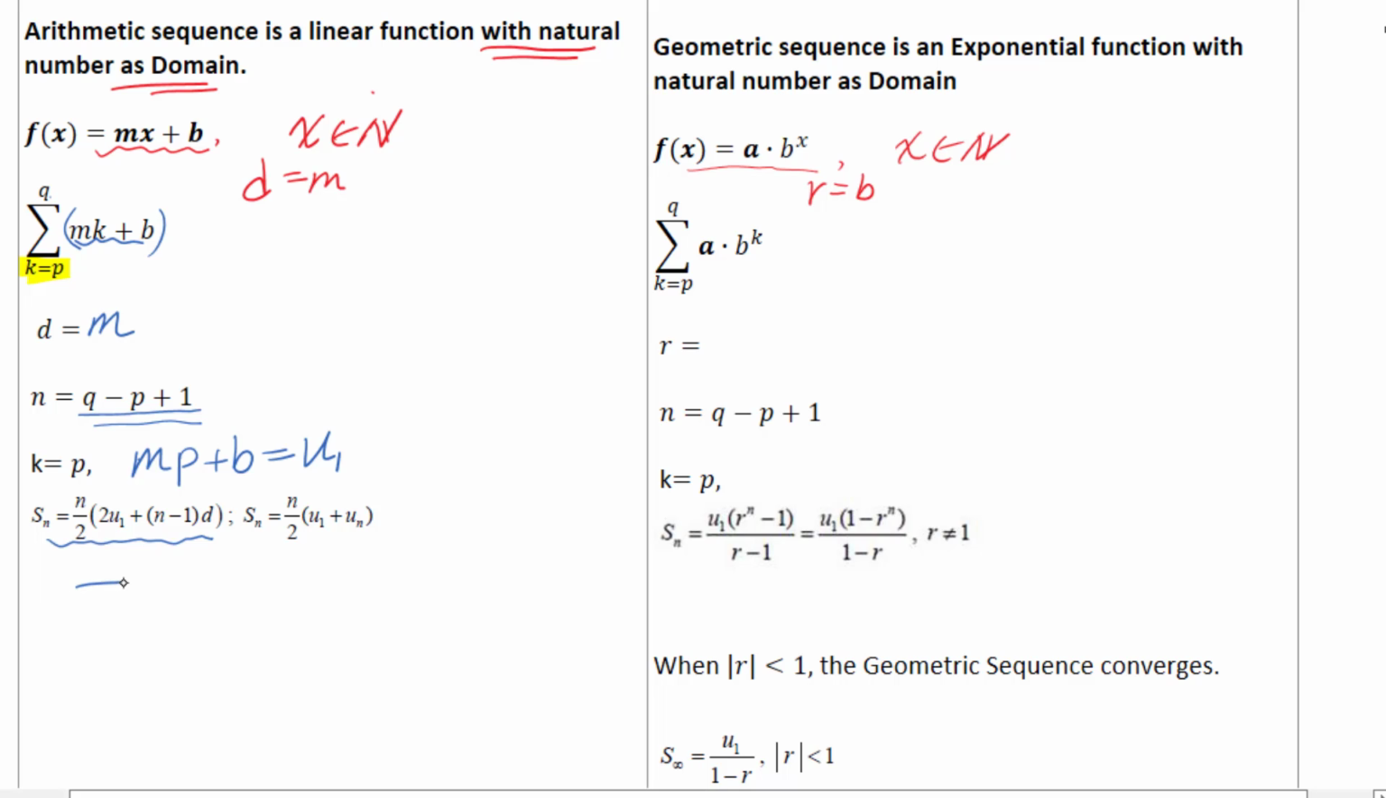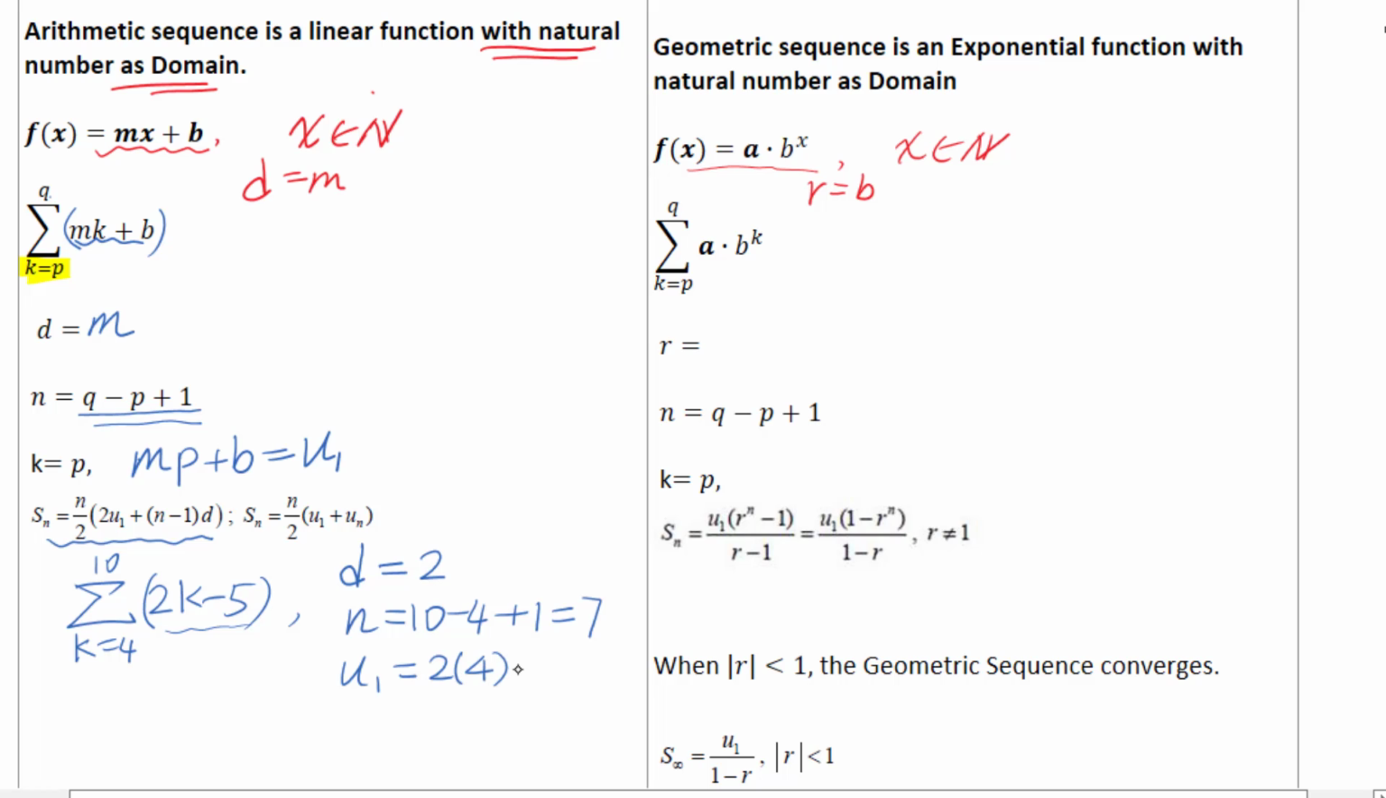For example, first of all, we know this is a linear function, so it's an arithmetic series. The common difference is the slope, 2. Then the number of terms will be 10 minus 4 plus 1 equals 7. And the starting ordinal number is 4, so the first term will be 2 times 4 minus 5 equals 3.